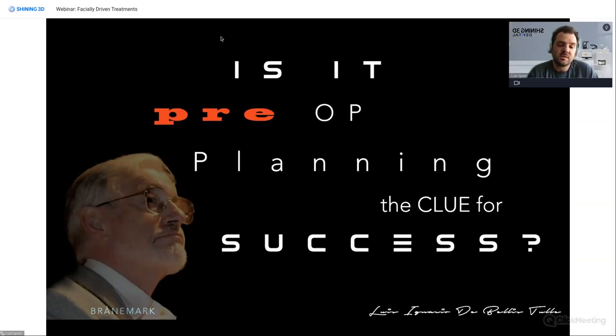And this is analogic to what we do with technology, because nowadays we have, for example, intraoral scanners, facial scanners, CBCTs, and things that are cheaper, and people are getting this kind of technology. But do we really know how to use them, when to use them? And the question again is, is the pre-op planning the clue of our treatments? We will see that in the next few slides.